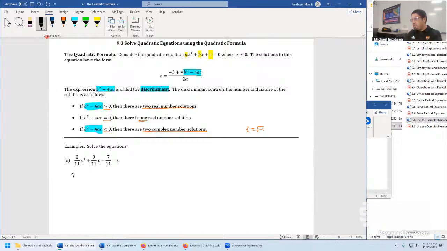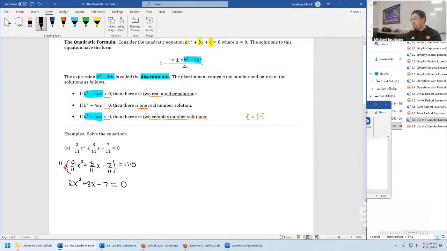Let's take the original equation, 2/11 x squared plus 3/11 x minus 7/11. Multiply the whole thing by 11. You have to multiply the right-hand side by 11 as well, but that's no big deal thanks to the 0 there. And then on the left, all you now have is 2x squared plus 3x minus 7 equals 0. And this is a much easier equation to solve.